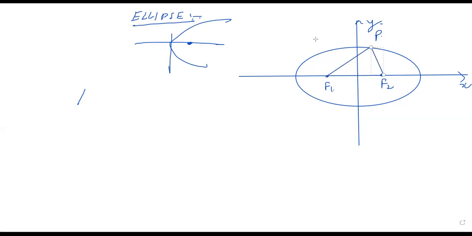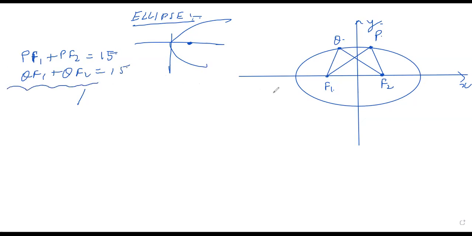For example, let's say PF1 is a distance and PF2 is some distance. Let's say the sum of both of these distances, PF1 and PF2, came out to be 15. And let's say there is another point Q. So the distance QF1 plus the distance QF2 will also be 15. So this sum will remain constant whichever point we take.